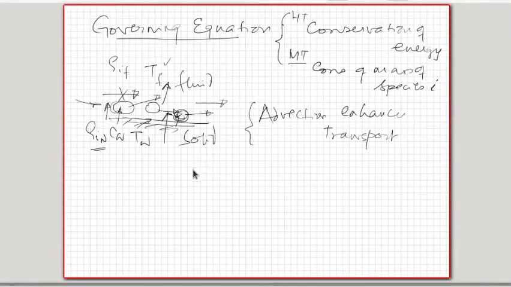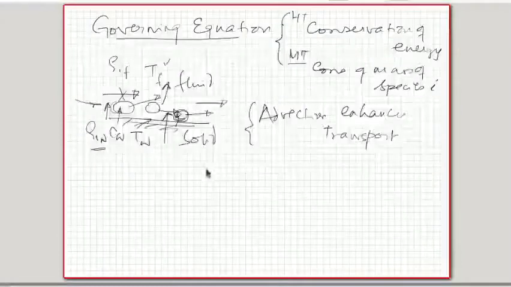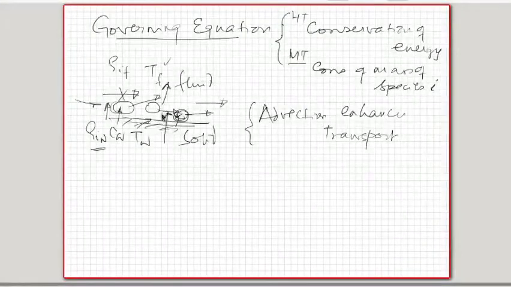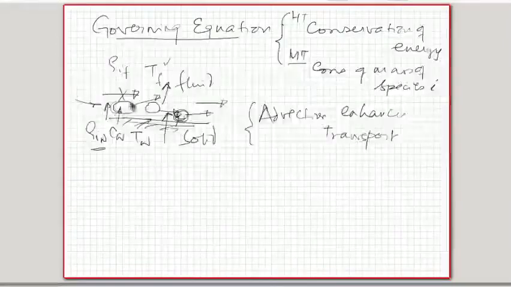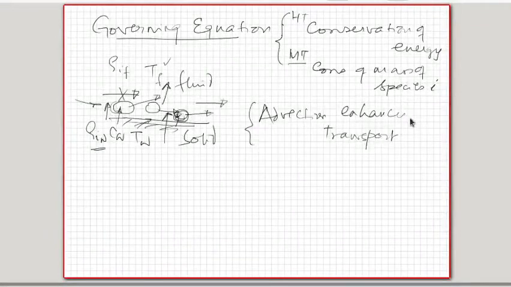So when I talk about advection enhancing transport, then in order to quantify how much energy goes from the solid to the fluid, or how much mass gets diffused from the solid surface to the fluid, we need to also know the characteristics of the flow.